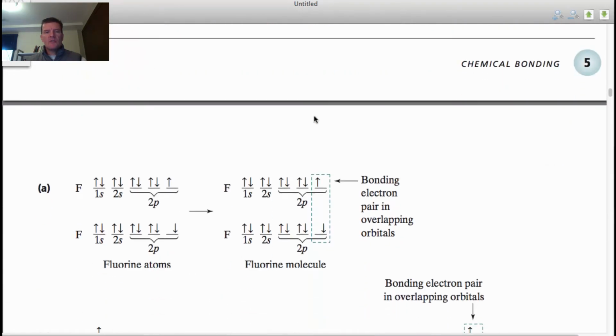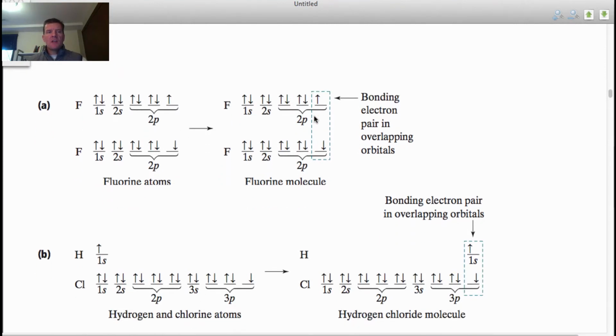So what we can do is show how, these are just showing the different orbitals and where those electrons are. So for example, for fluorine here, fluorine is going to have 2 electrons in the 1s, 2 electrons in the 2s, and then it starts to fill the 2p, and it has 1 empty spot right there. Okay, it has 1 empty spot.